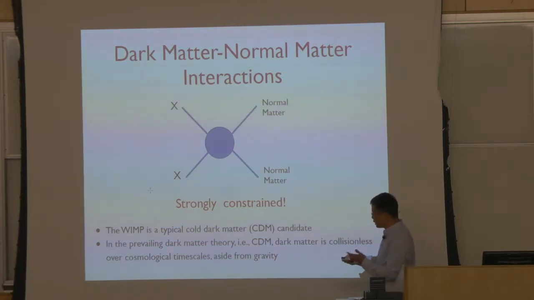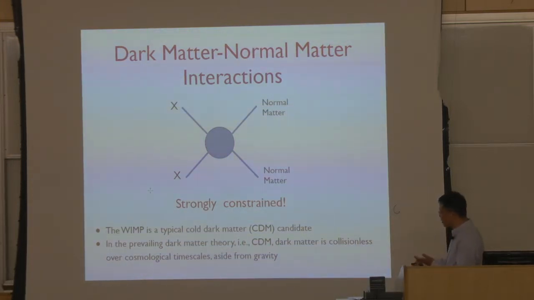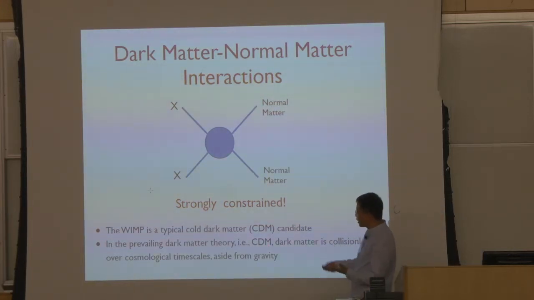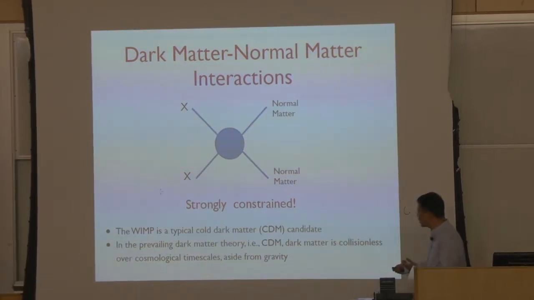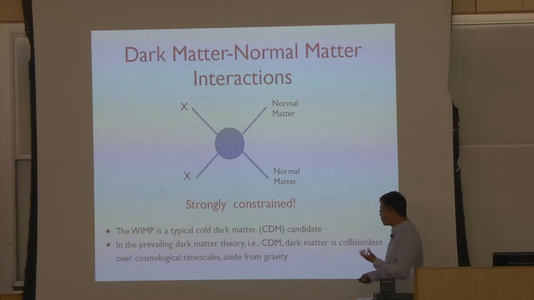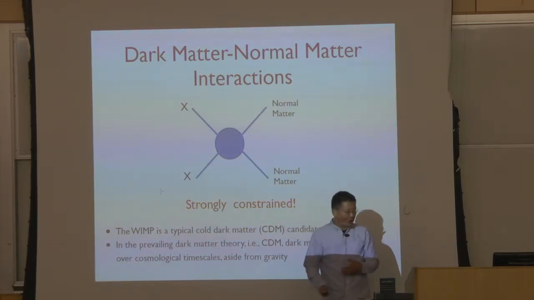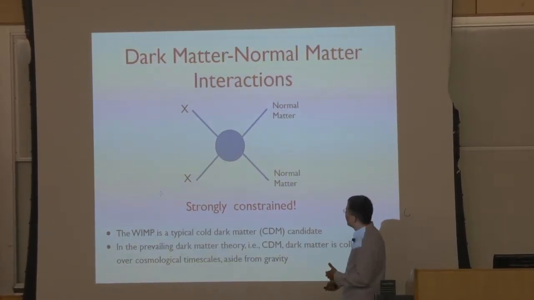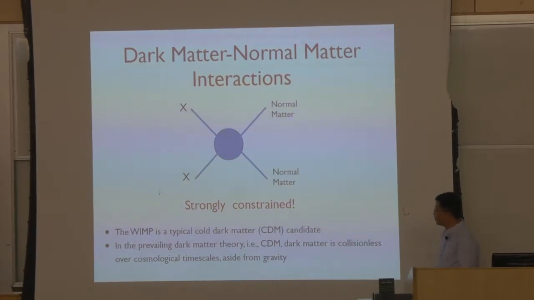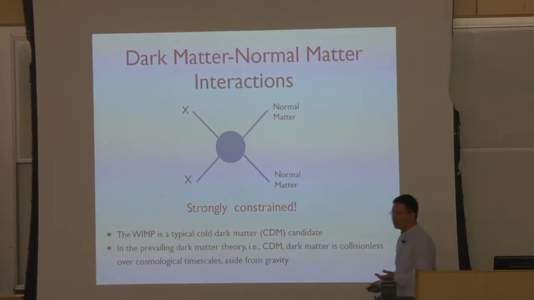In the prevailing dark matter theory, which we call CDM, dark matter is assumed to be collisionless over the cosmological timescale, aside from gravity. Sometimes it can be confused, because C actually refers to cold, as I mentioned. Another hidden assumption is that dark matter is collisionless, aside from gravity. Given these strong constraints, the hope of detecting dark matter in laboratories looks pretty low after 30 or 40 years of searching. So what are we going to do?